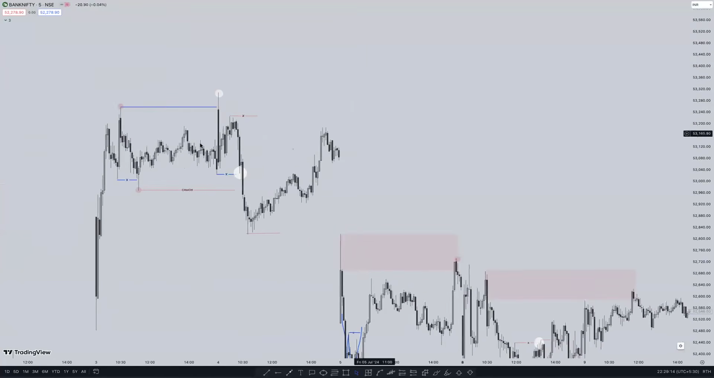This one is here. You can say this was the last break of structure here, but I mark this one as a valid break of structure. Even this one is just a sweep, so this one is valid.